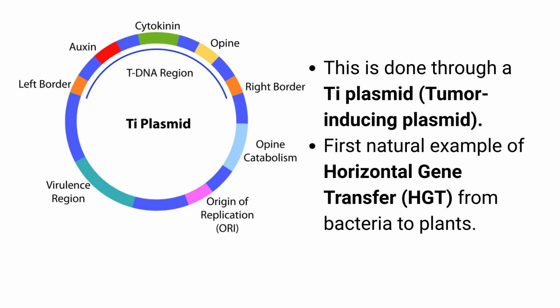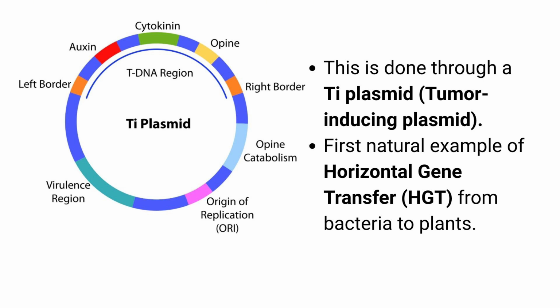Ti plasmid is a very large plasmid that is found in Agrobacterium tumefaciens, and it is responsible for causing crown gall disease. Ti plasmid contains several key functional regions such as tDNA region, opine catabolism genes, virulence genes, and origin of replication. The tDNA region contains genes for tumor formation or gall formation. It also contains genes for opine synthesis.